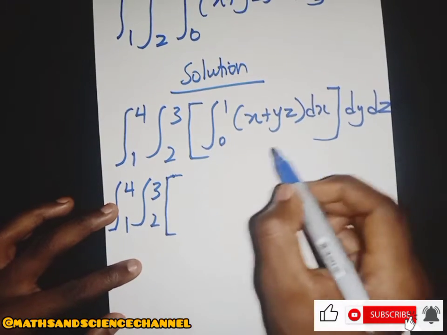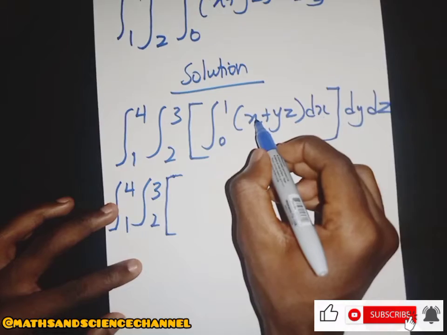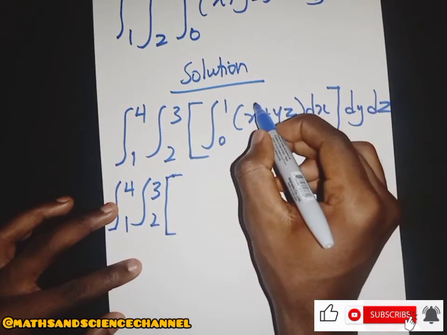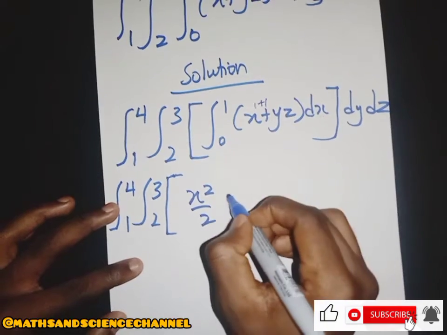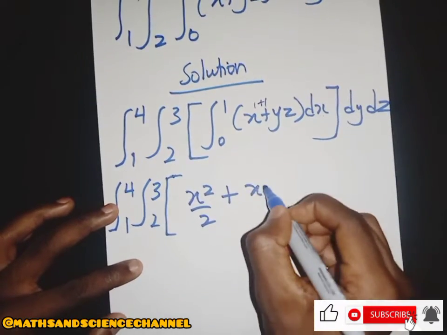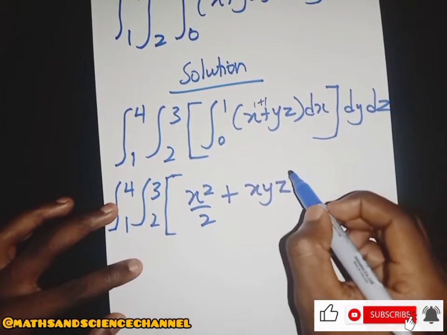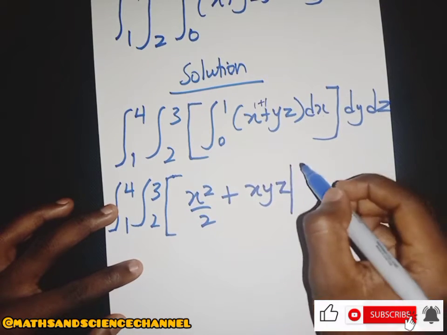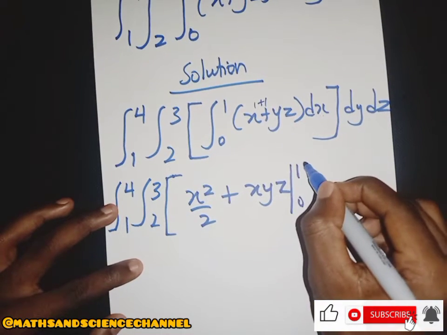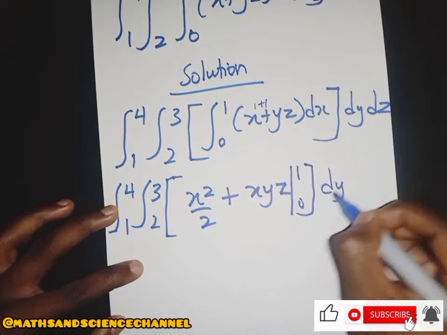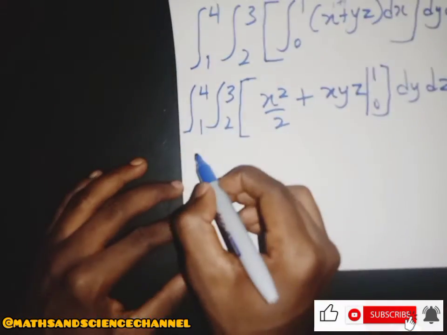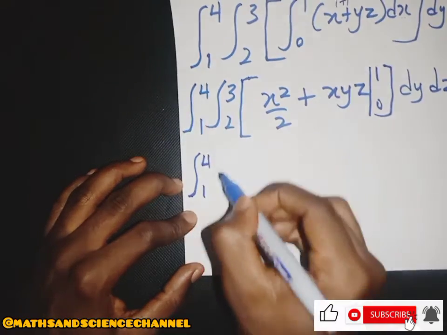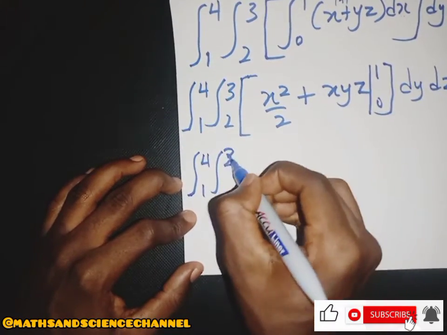Integrating with respect to x, this goes like this: 1 over 1 divided by 2, so it becomes x squared divided by 2 plus x y z, evaluated from 0 to 1, with dy and dz. Now substituting the whole thing into it, let's further simplify this.